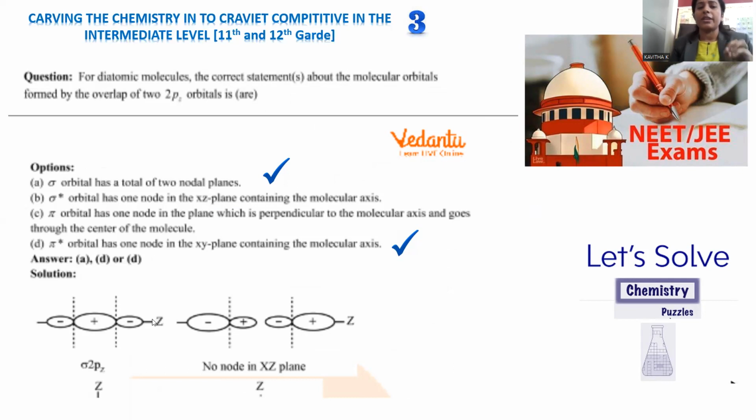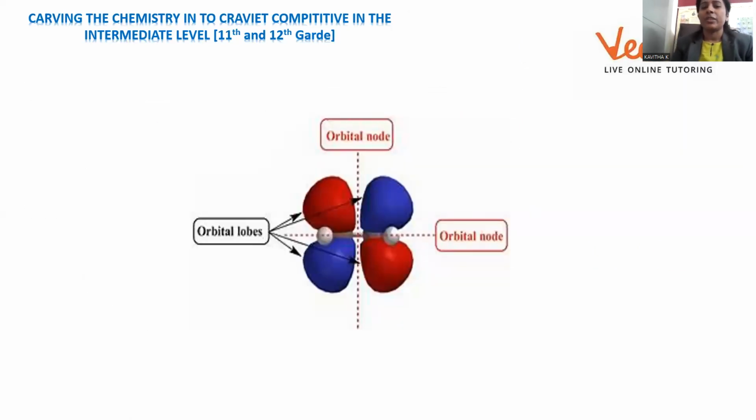In order to explain all these, first of all, we have to know what is meant by a node. Here, this is an example picture I am providing just for understanding. A node is nothing but where we can't locate the electron. The probability of finding the electron is 0. That is said to be a node.